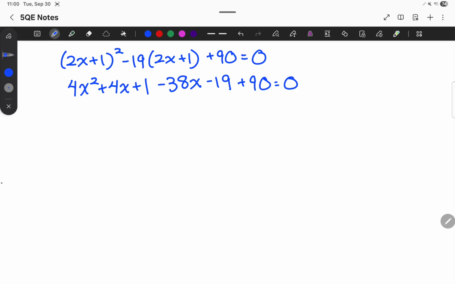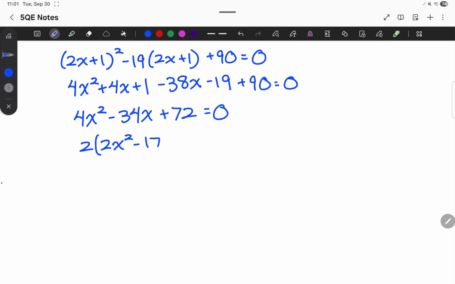So already it starts to look a little more complicated. We can combine the like terms. So 4x squared, combining our x terms, we get minus 34x and plus 72 equals 0. These numbers are a bit big to work with. The first thing I would do is look for any kind of common factor. For example, all of our coefficients and our constant are a multiple of 2. So let's just factor out the 2. We get 2x squared minus 17x plus 36 equals 0.